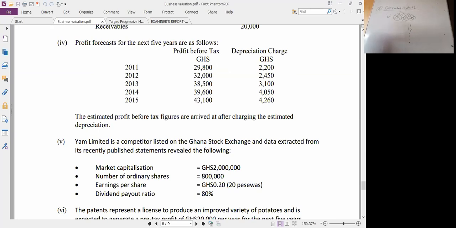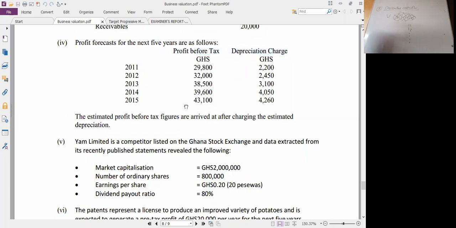We didn't say discounted profit flow. We said discounted cash flow. So what do we do? We have to now convert this profit to a cash flow. It means that depreciation has been subtracted. So what do we do? We add back. So the estimated profit before tax figures are arrived at after charging the estimated depreciation. So add back.